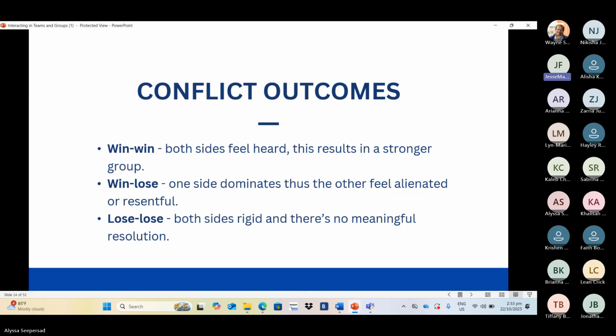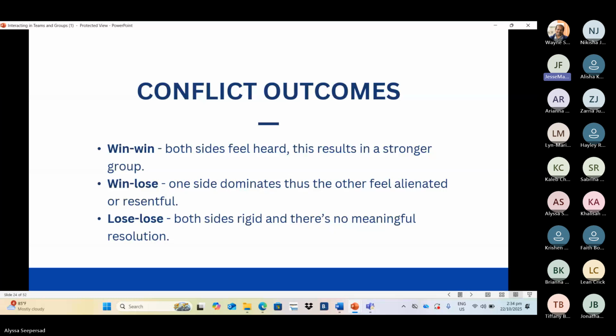In a win-lose outcome, one side dominates the discussion by using power strategies to outtalk or maybe put down the other side, and as a result, a loser is created, and that loser would develop feelings of alienation and resentment, and this can threaten the group's harmony and leave members feeling excluded.